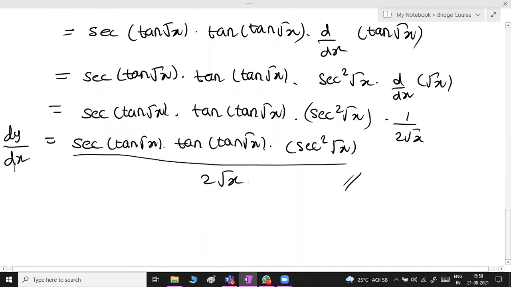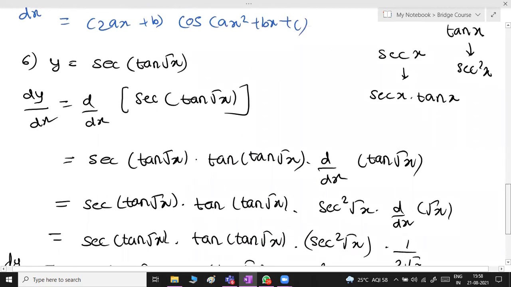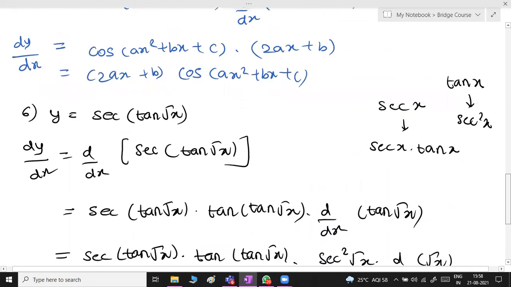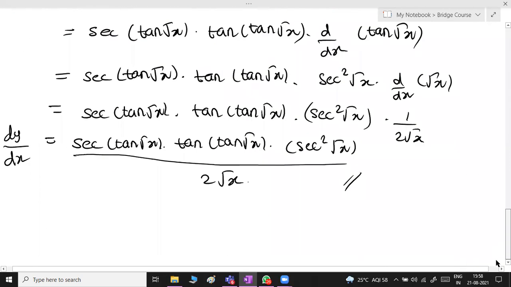In all cases, it won't be applicable. Mind it. When there is a simple linear trigonometric function, only then will it work. Otherwise, we have the chain rule for the same. You can directly apply the chain rule also. So we'll discuss the chain rule as well. Okay, let's go to question number 7. I hope we have time.